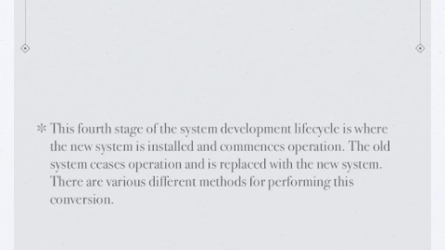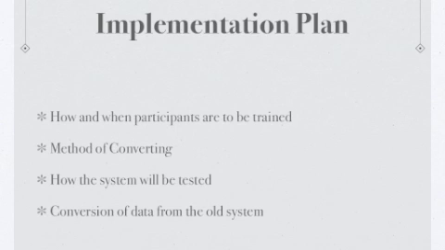Now, implementing has to do with replacing the old system, but not just installing the system. You need to figure out how you're going to install the system, what method you're going to use to convert between the old and new system. The implementation plan will cover how participants are going to be trained, what method of conversion you're going to use, how the system will be tested, so what data you're going to use. Are you going to use fake or real data? Because often fake data will act differently than real data, but then if you're going to use real data, then there's obviously a social and ethical issue you have to consider. And how you're going to convert data from the old system.